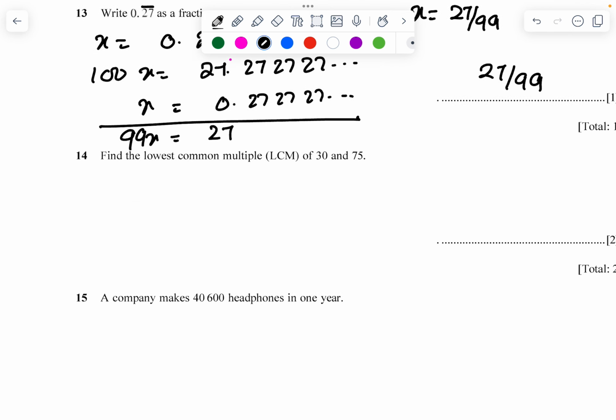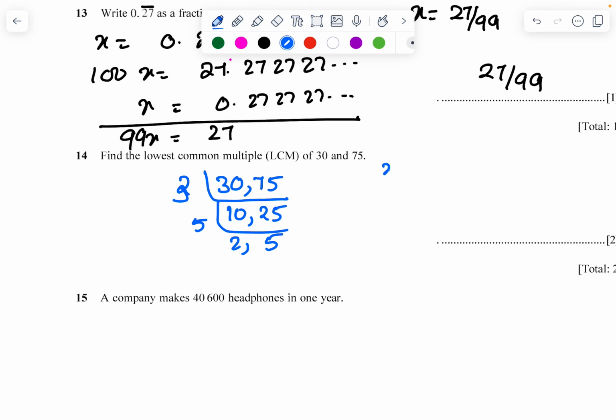Find the lowest common multiple of 30 and 75. 30 is 3 times 10 and 75 is 3 times 25. 10 is 5 times 2, and 25 is 5 times 5. So 3 times 5 times 2 times 5, which is going to be 150.